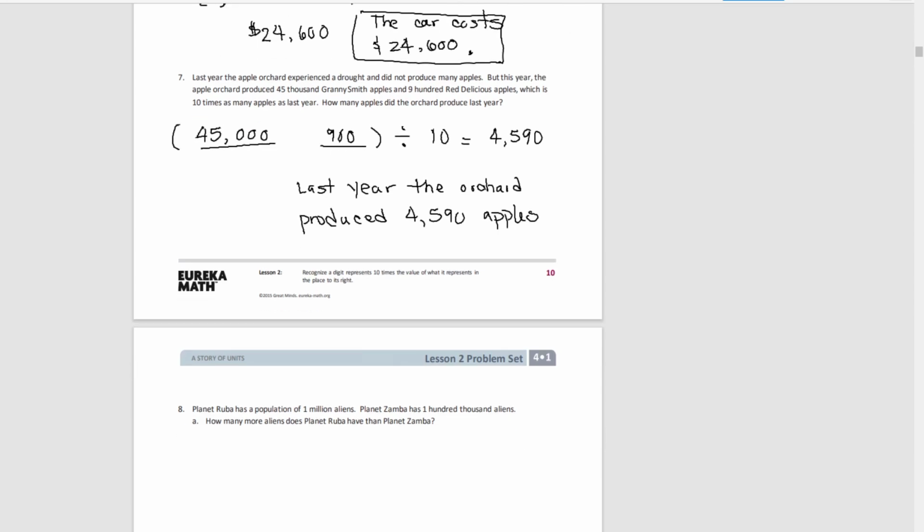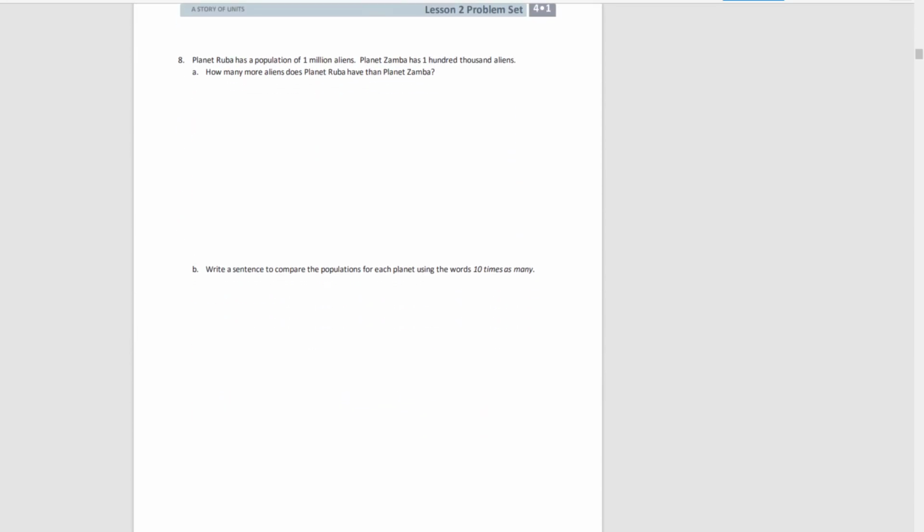And our last problem, number 8, is 2 parts. Start with the first one. Planet Ruba has a population of 1 million aliens. Planet Zamba has 100,000 aliens. How many more aliens does planet Ruba have than planet Zamba? So pause the video and try that one.